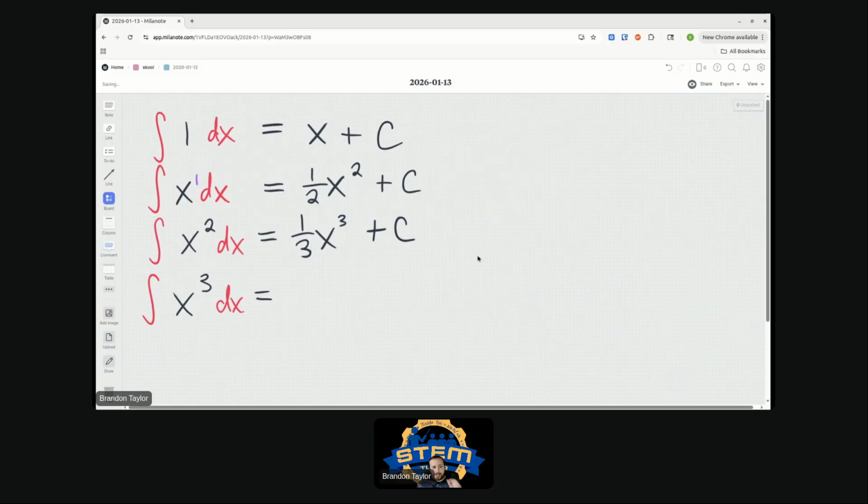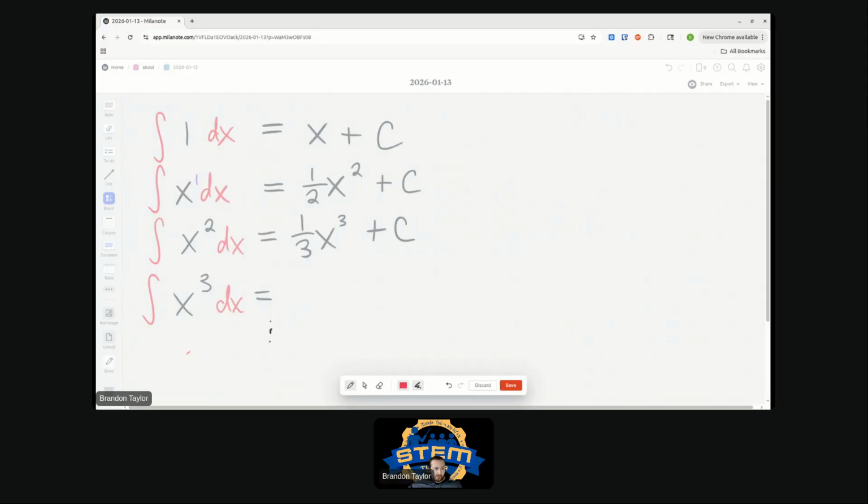The pattern here is that we're essentially adding one to the power and dividing by the new power. That's the rule. This is in general what's called the anti-power rule, which we'll dive into today. If you want to take the integral of x to the n, you just add 1 to the power, so x to the n plus 1, and then 1 over n plus 1. And of course, you also need the plus c.